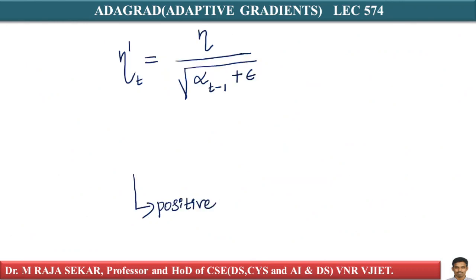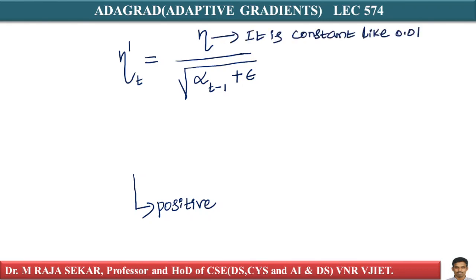Let's define eta dash t. What is my eta dash t? My eta dash t is eta divided by the square root of alpha t minus 1 plus epsilon. Here eta dash t is different for each weight. There is a different eta dash for each iteration, it changes. This eta is a constant here.